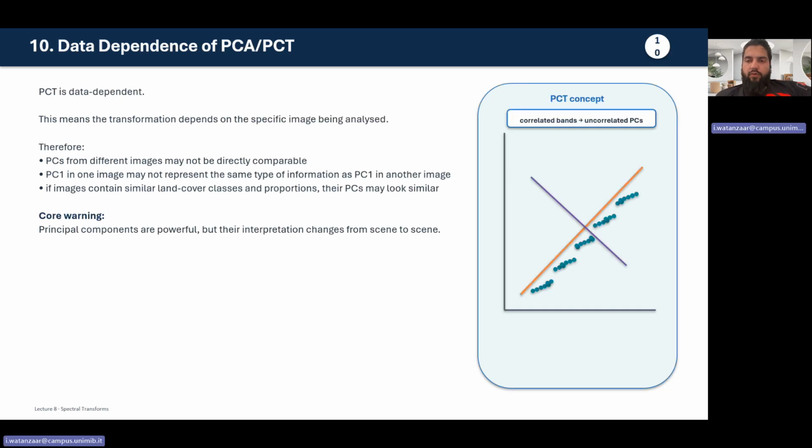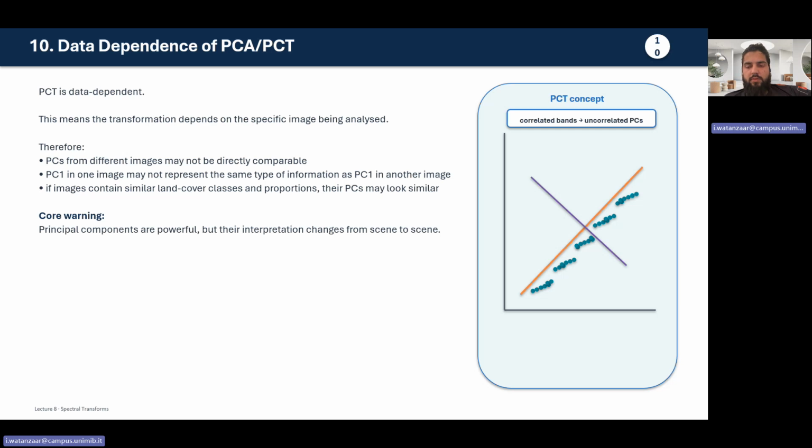But one thing, you can say the limitation of principal component analysis, or PCT, principal component transform, is the data dependence. By data dependence I mean the principal component is dependent on the data, on a certain set of images. This means the transformation depends on the specific images being analyzed at a certain time. The time is really important to take note of in a time series. Therefore, the principal components from different images may not be directly comparable. That is really important.